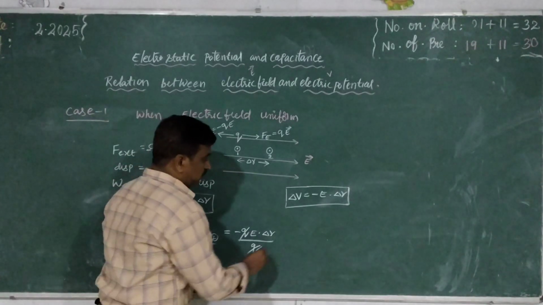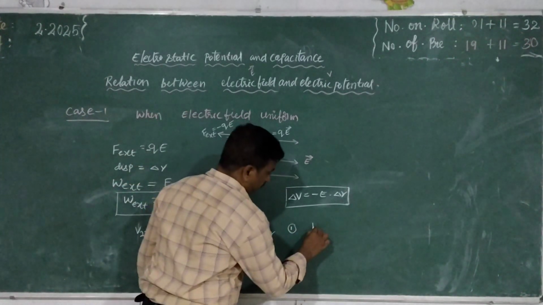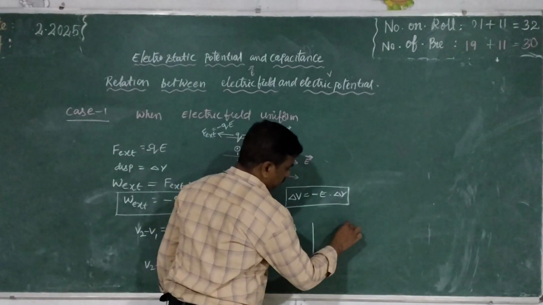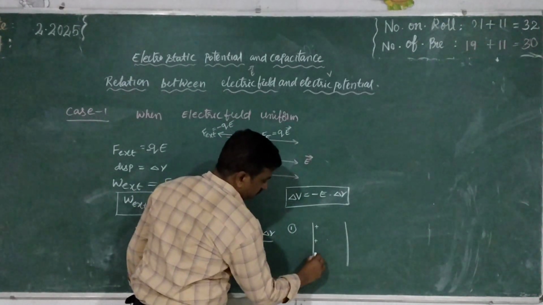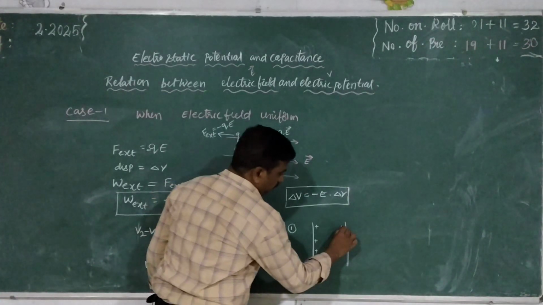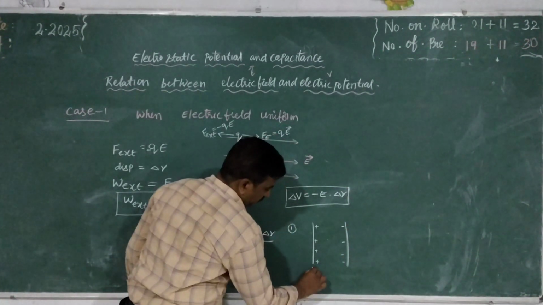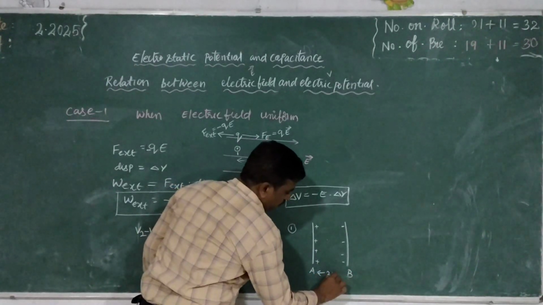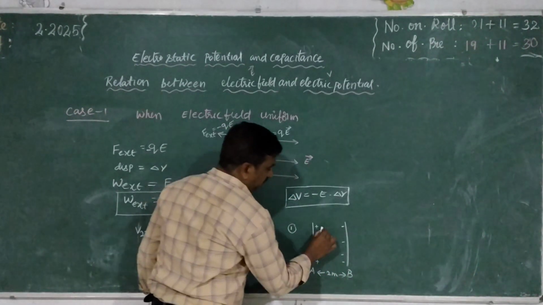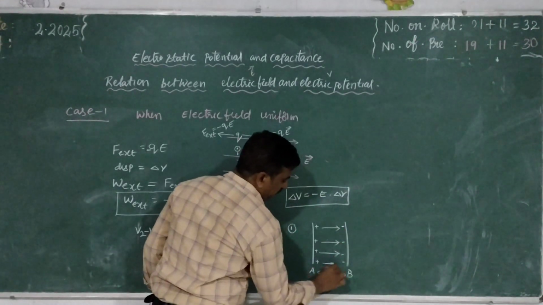Based on this, we can do the problem. For example, we can take the first problem. We can take charged plates here. This is the positive charged plate, and this is the negative charged plate. Here it is A, here it is B, and the distance between them is 2 meters. The electric field is from positive to negative. This is the electric field direction.